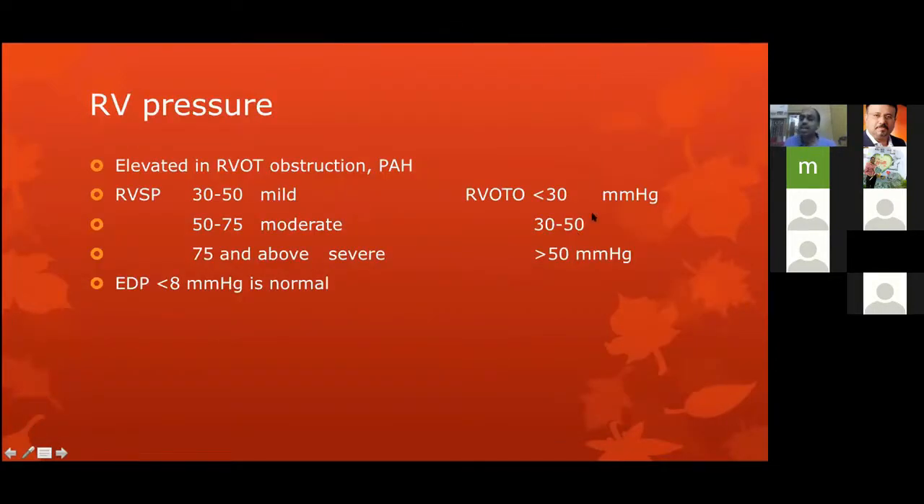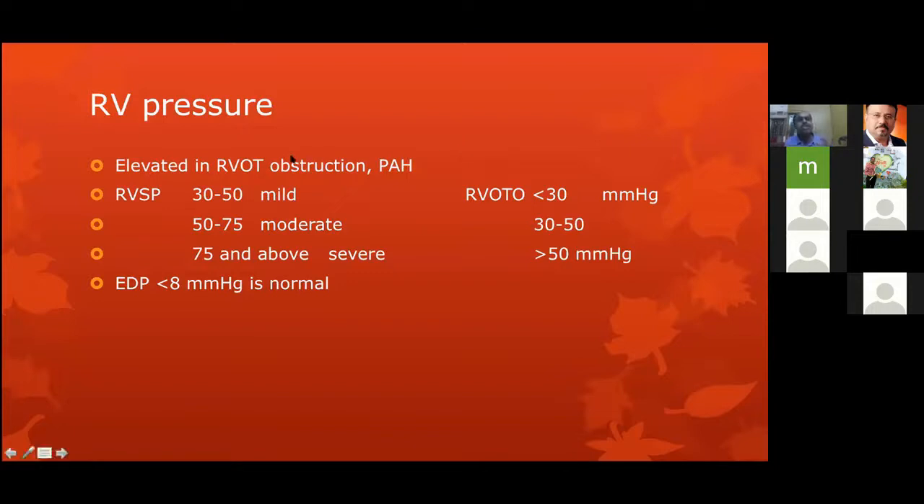Is Venturi the reverse of pressure recovery phenomenon? No, Venturi is actually the fall in the pressure at the site of narrowing. Pressure recovery is due to vascular impedance distal to the narrowing. If the distal vessel is smaller and the impedance is very high, it is regaining the pressure. It is increasing the pressure again.